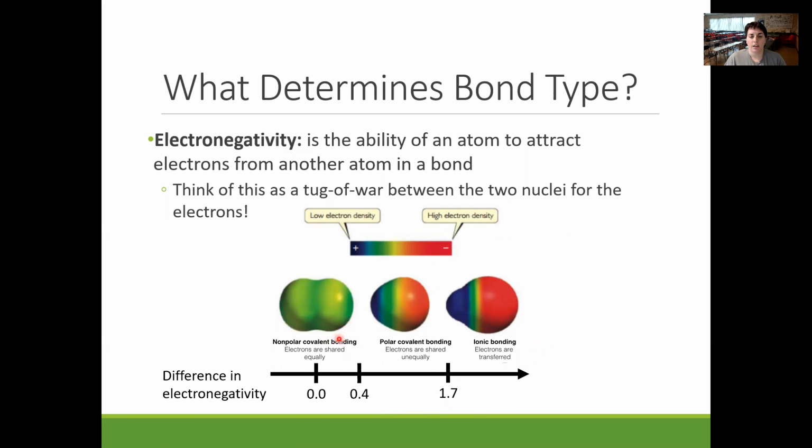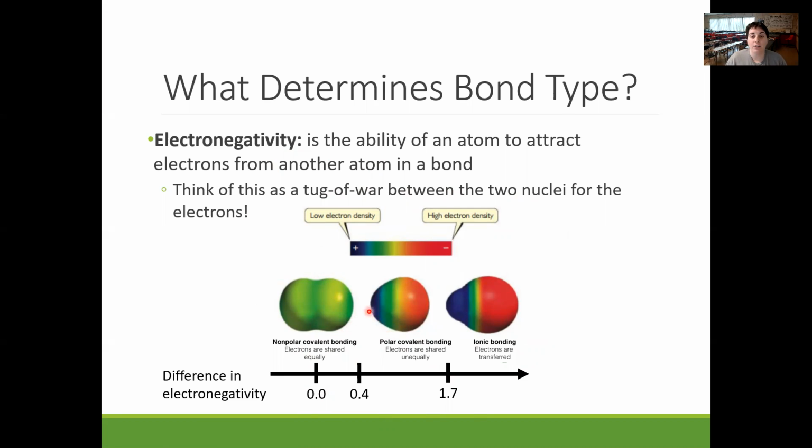Two atoms that have the same electronegativity, there's no difference. We could say the difference is about 0. They're going to form what's called a nonpolar covalent bond.